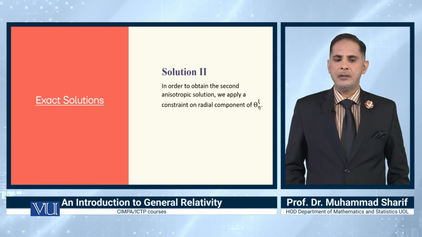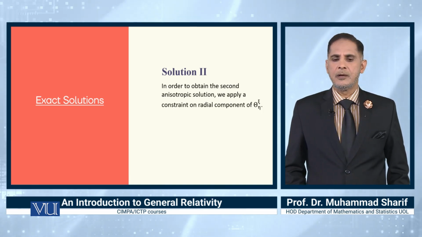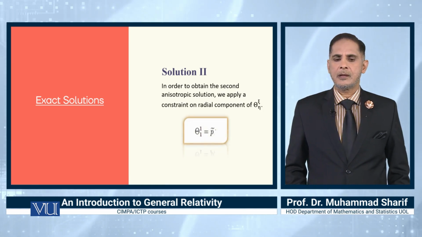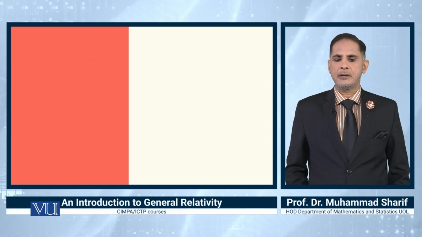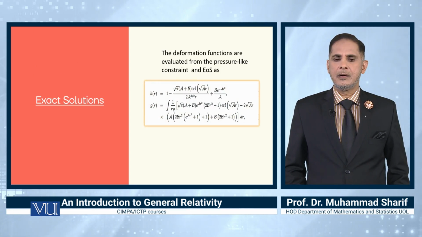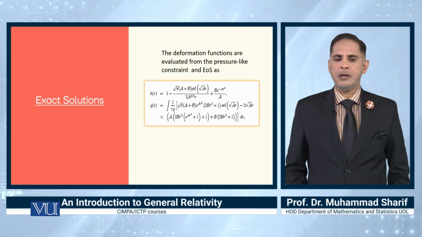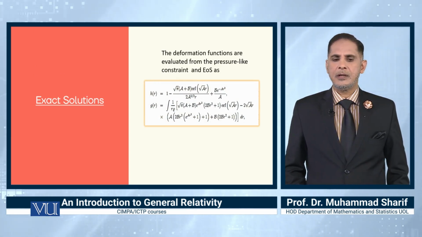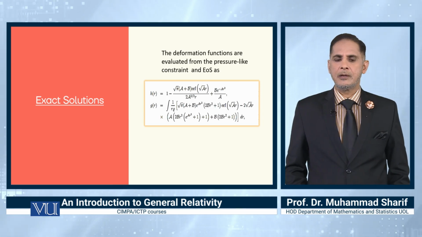Similarly, we can extend for the second solution. We obtain the second solution by applying constraint on radial component of theta as given here. Consequently, when we apply this constraint, we have the following deformation functions.